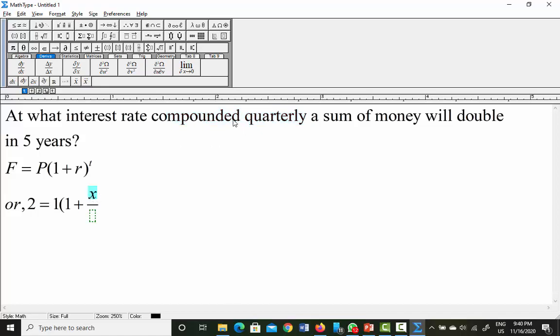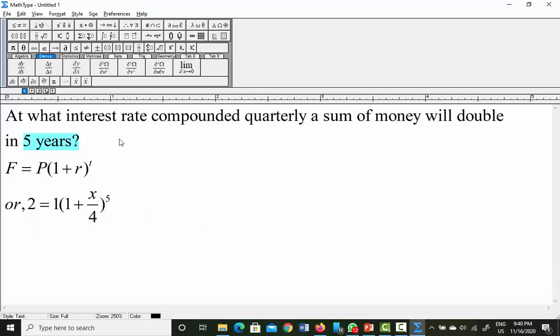So compounded quarterly means we need to convert it to a quarterly rate. We know that in 1 year we have 4 quarters, so we'll divide it by 4, bracket power t. So t is 5 years.